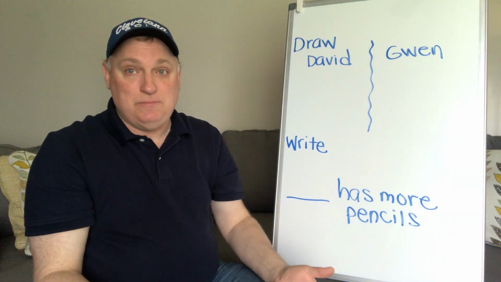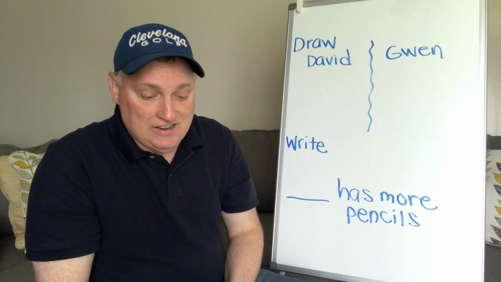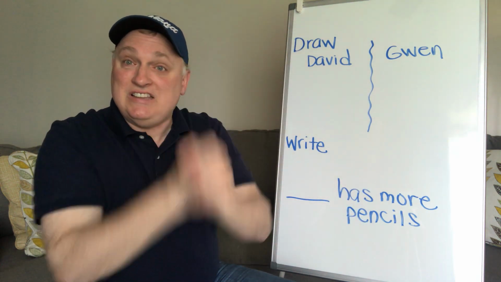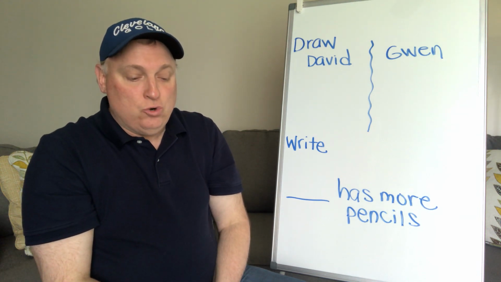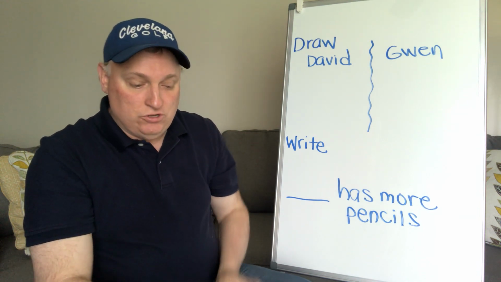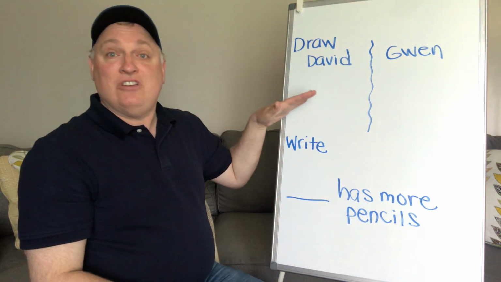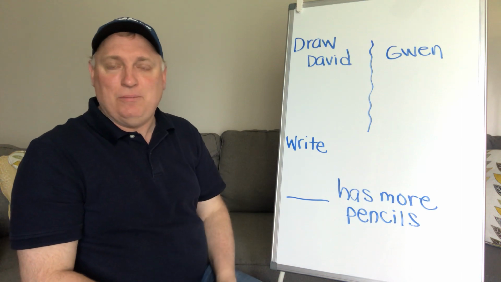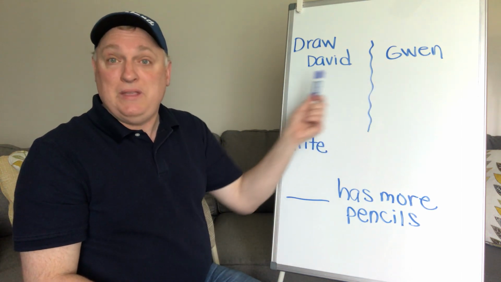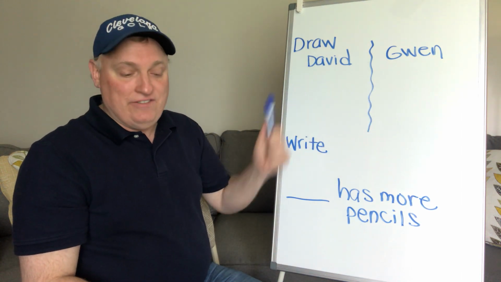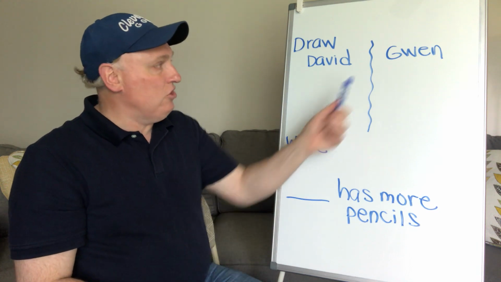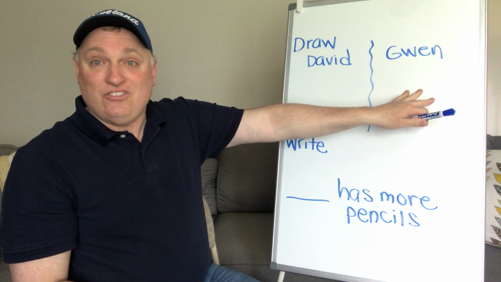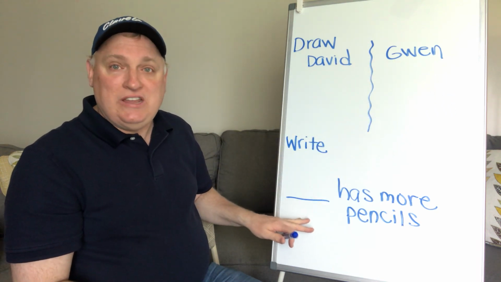Gwen has 17 pencils. I don't have enough fingers to show you that. And loses 10 of them. She loses 10 of them. All right. Who has more pencils now? So in the draw section, what I did is, and I should have told you to use a squiggly line, I draw a squiggly line down the middle because I'm dealing with 2 different people I have to figure out. David, because I have no idea how many pencils David has, and Gwen, I have no idea how many pencils Gwen has.